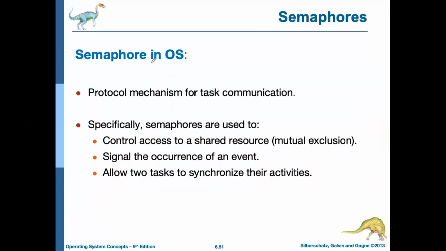So semaphore in an OS is a protocol mechanism for task communication. Specifically, semaphores are used to control access to a shared resource, or what we call mutual exclusion. We need to achieve this, otherwise your data will be inconsistent when we are sharing. So this is the issue. Finally, we use a semaphore in the OS to signal the occurrence of an event and allow two tasks to synchronize their activities.